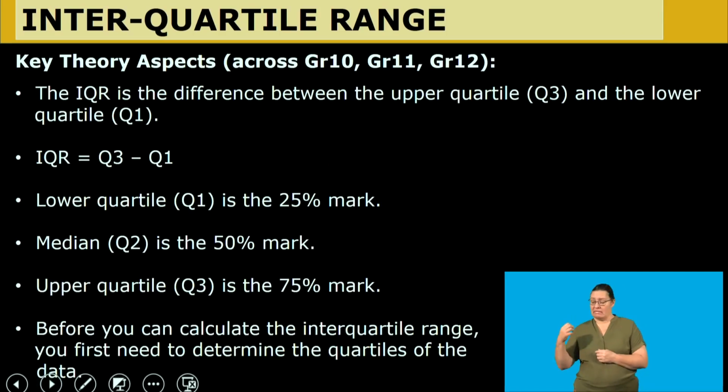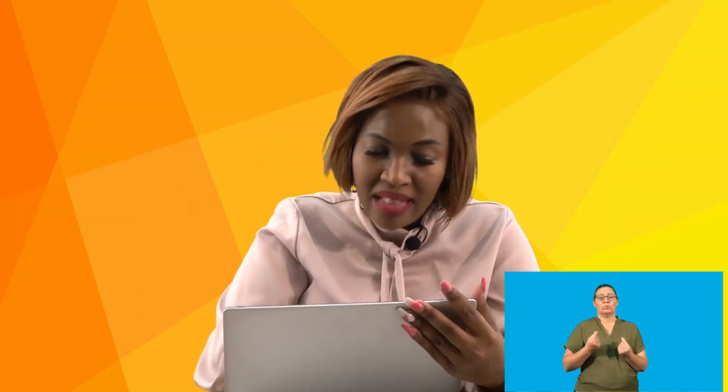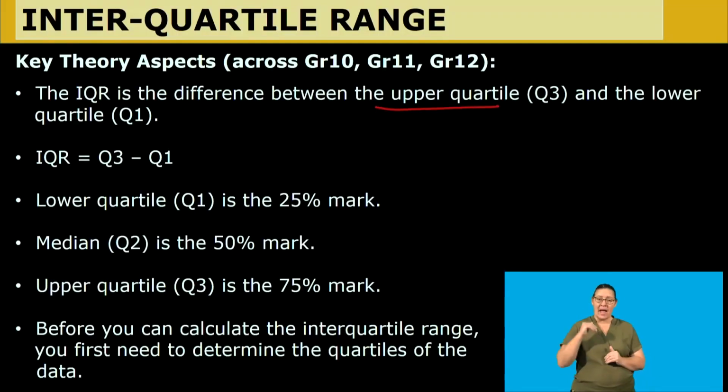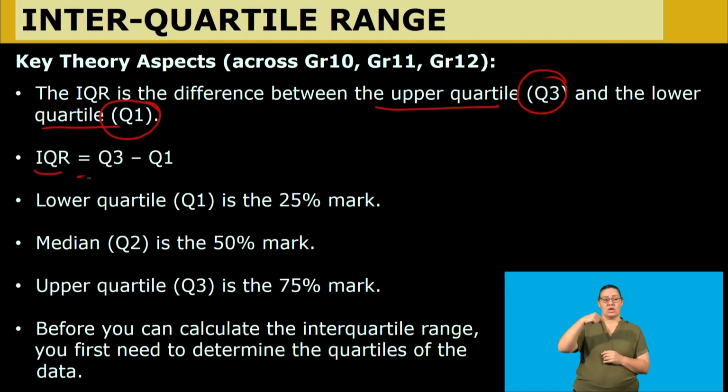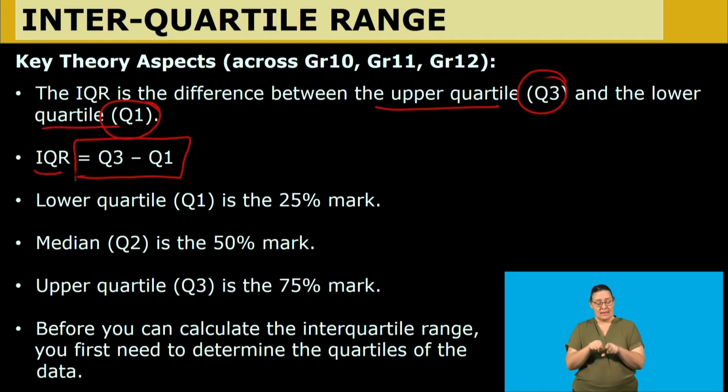So the key theory aspects when it comes to the interquartile range: this is a new section that you are doing in grade 12. The interquartile range is the difference between your upper quartile and your lower quartile. The upper quartile is known as Q3, your lower quartile is known as Q1. So the formula that can be used to calculate the interquartile range is IQR equals Q3 minus Q1. Again, you are expected to know this formula by heart.